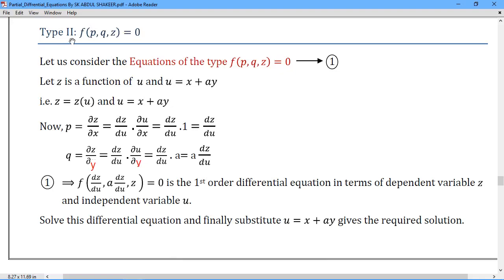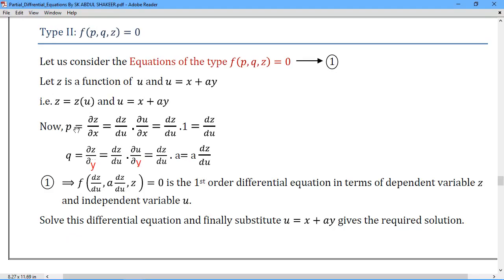Nonlinear equations type 2. Suppose the given equation is f of p, q, z equal to 0. That means the given equation contains only p, q and z. In such a case, we have to take the complete solution which is defined as z is a function of u, that is z equal to f of u or z equal to z of u, where u is x plus ay, where x, y are two independent variables and z is a dependent variable.